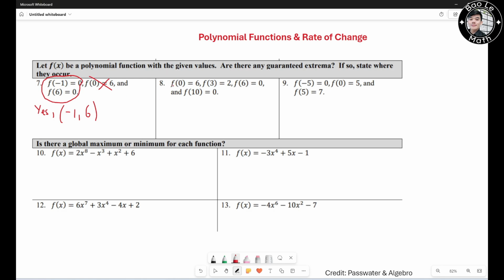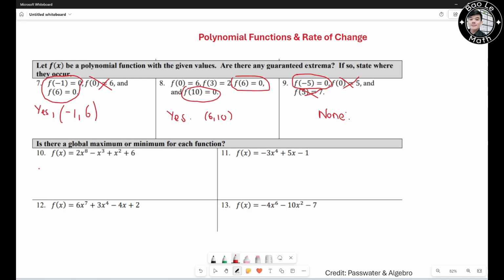Now look at number 8 right here. We look at two zeros, so we have this one right here and this one right here. So we say yes, there is at least one local extremum between 6 and 10, right? Now look at this one, we only have one zero right here. This one is not a zero, this one is not a zero. So because we only have one zero, there is no guaranteed extremum. So this one should be none.